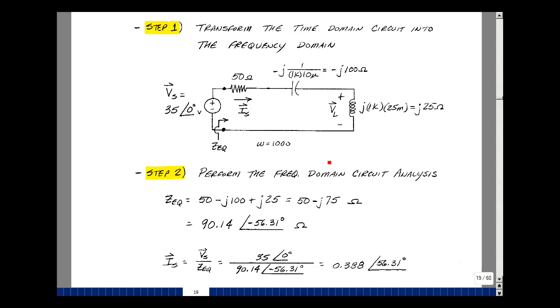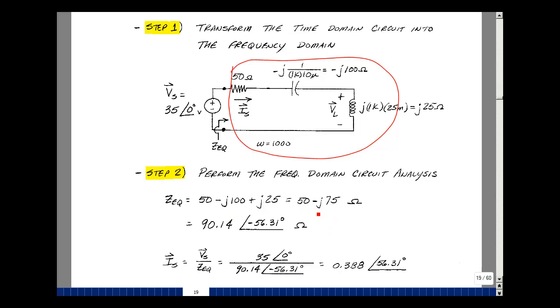My second step is to perform a frequency domain analysis. Since I want to solve for this current, I could do that by finding the equivalent input impedance of this circuit and then taking that and dividing it into the voltage, just like we did in the time domain DC case. So what's the impedance looking in here? Well, I've got three things in series. I got 50 ohms, minus j 100 ohms, and plus j 25 ohms. So when I add the real, it's just 50, and add the imaginary, and I get a minus j 75 ohms.